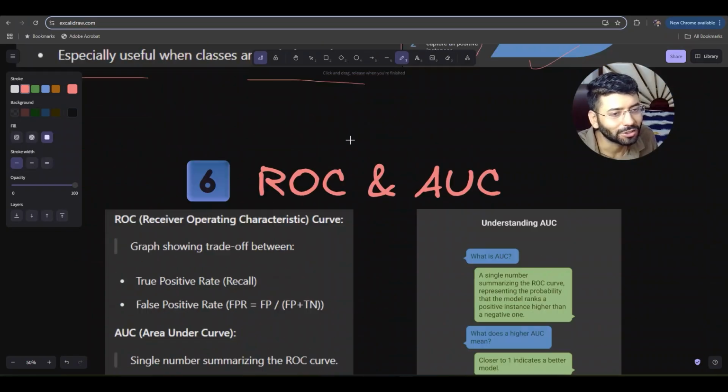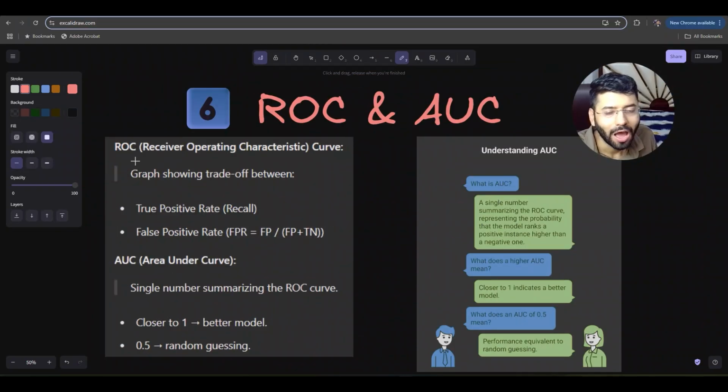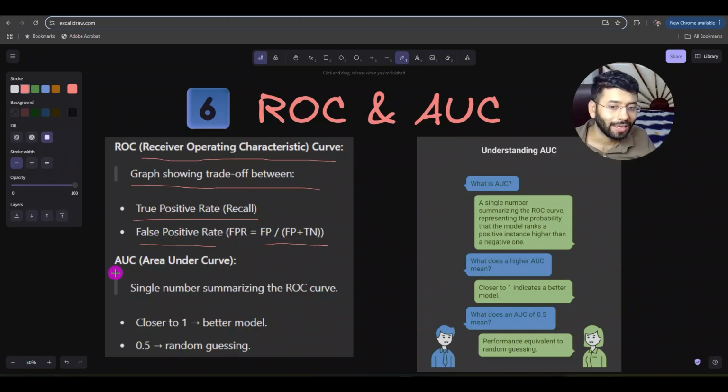Last but not the least, let's talk about ROC and AUC. ROC stands for Receiver Operating Characteristics Curve. It is a graph which shows the trade-off between true positive rate, that is the recall, and the false positive rate, which is false positive divided by false positive plus true negative. AUC stands for Area Under Curve. It's a single number which summarizes the ROC curve. Closer to 1 means a better model, and 0.5 represents random guessing. So ROC AUC helps compare models by seeing how well they separate classes at different thresholds.